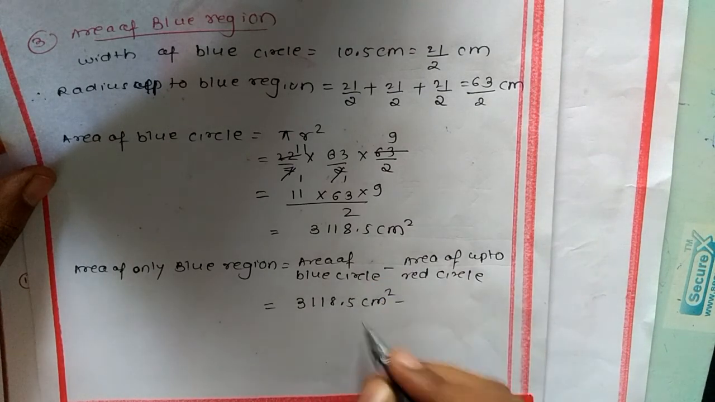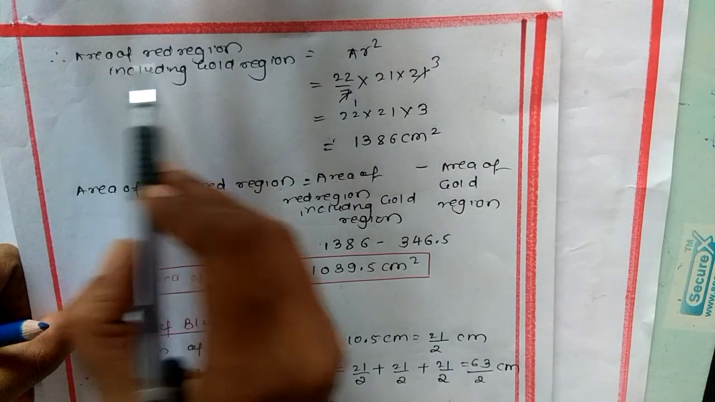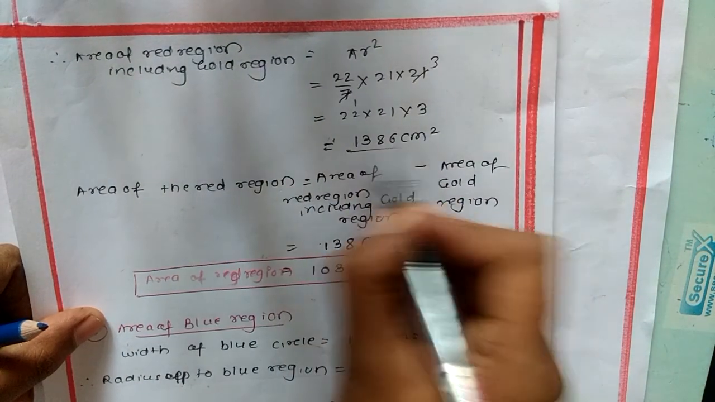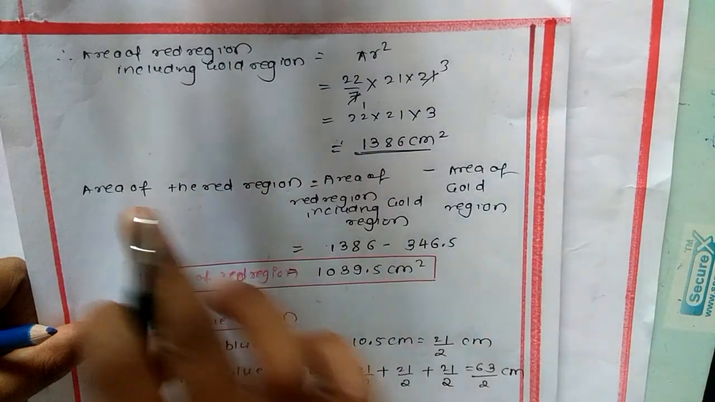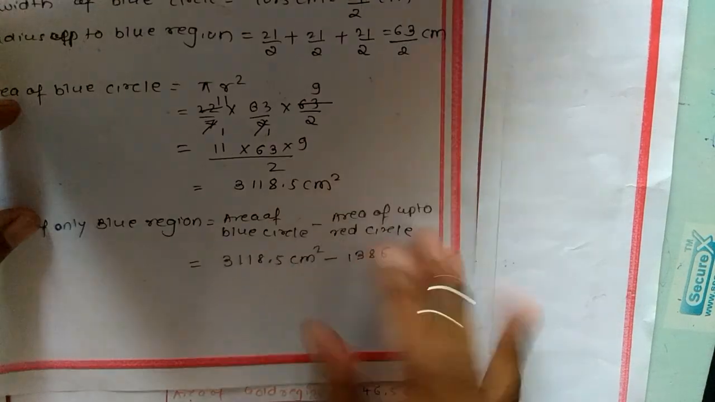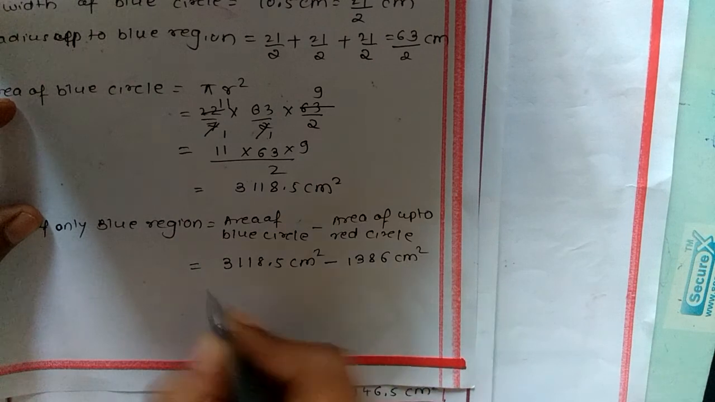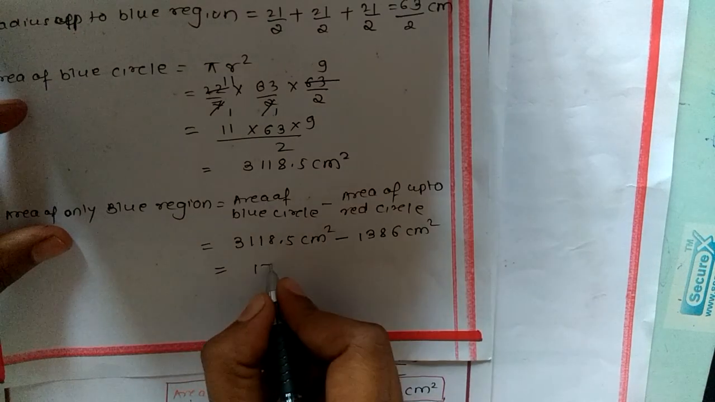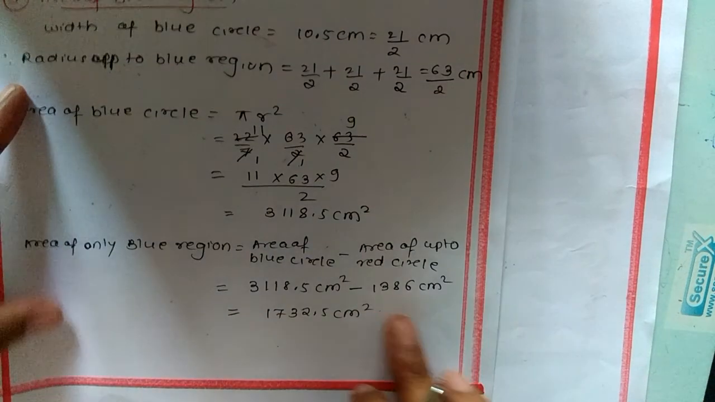So here I wrote area of blue circle minus area up to the red circle, so the area of the red circle including the gold circle. So this area you have to subtract because this is the area up to the red circle and this is the area up to the only red region. So this I will subtract, 1386. This we have to subtract. So finally you will get the answer as 1732.5 centimeter square. So this is the area of only the blue region.